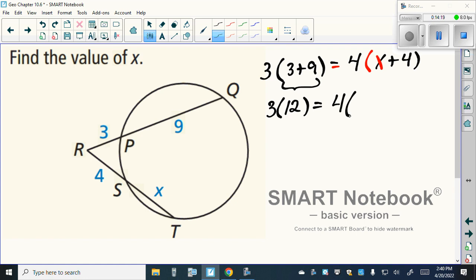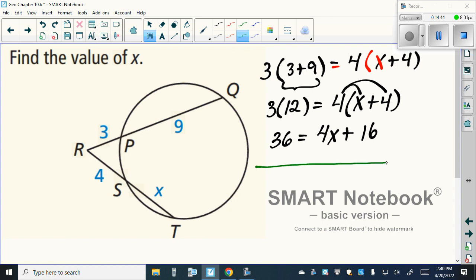12. Now we can't add x plus 4 because they're not like terms, so we can leave that there. Now we can multiply. 3 times 12 is? On the other side, we can distribute the 4. 4 times x is going to be? 4 times 4 is going to give us?